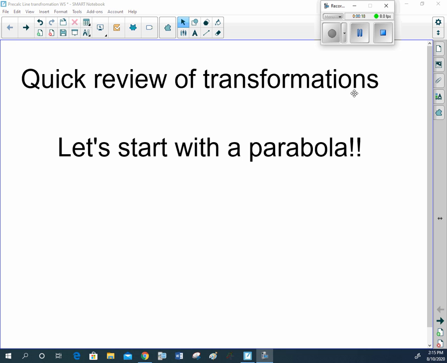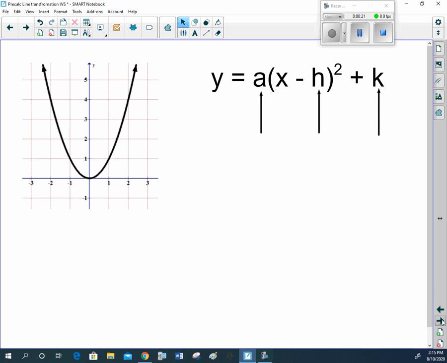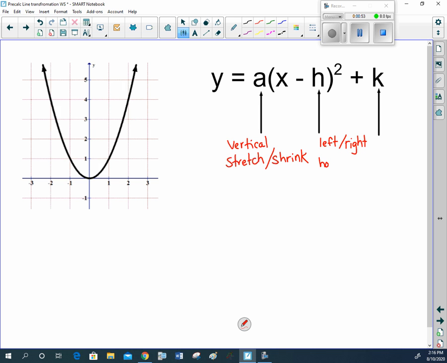I know we spend a lot of time graphing the parabola, and you guys are usually pretty comfortable with that. So remember, in vertex form of your parabola, your A represents your vertical stretch or shrink. And then the H is how your graph moves left and right. So that's your left and right or horizontal transformation. And then the K is your vertical translation, or up and down.